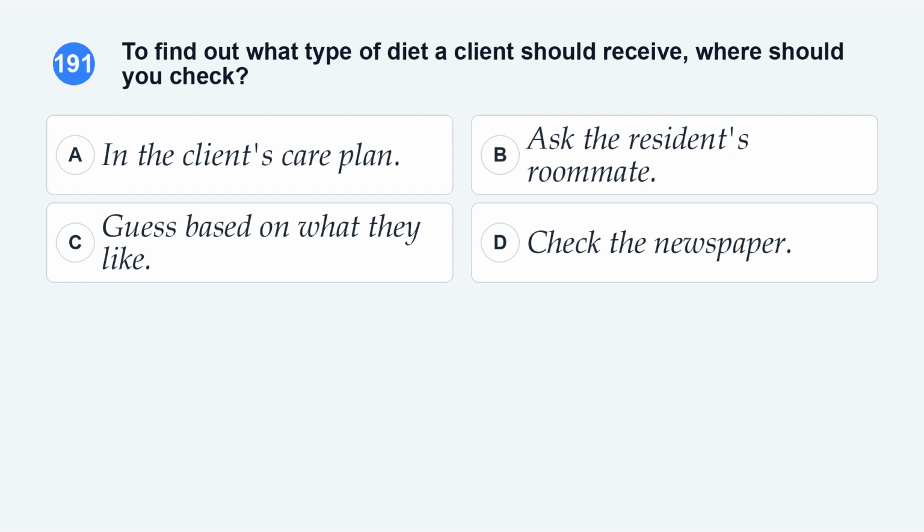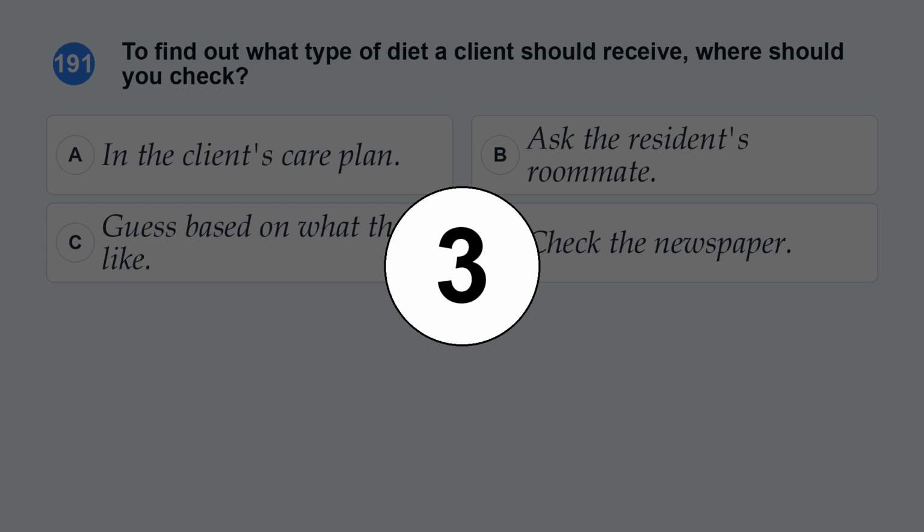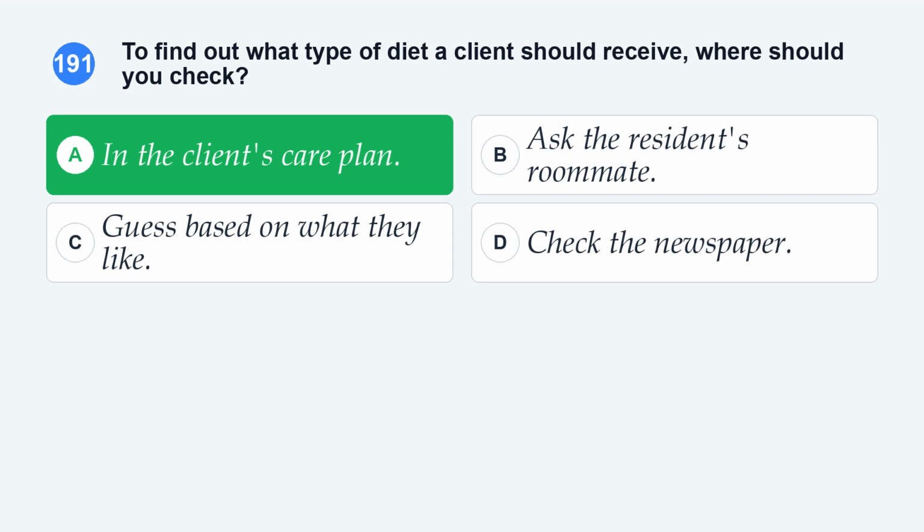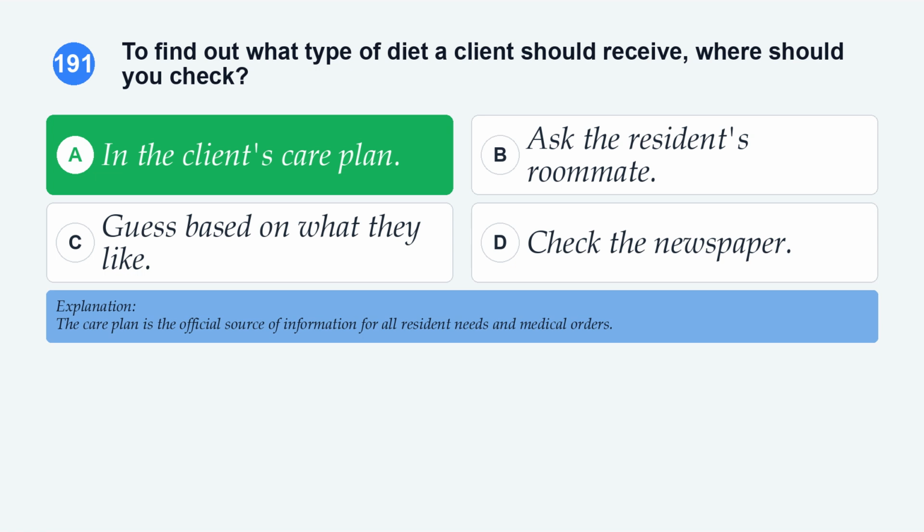Option A, in the client's care plan. Option B, ask the resident's roommate. Option C, guess based on what they like. Option D, check the newspaper. The correct answer is option A, in the client's care plan. Explanation. The care plan is the official source of information for all resident needs and medical orders.